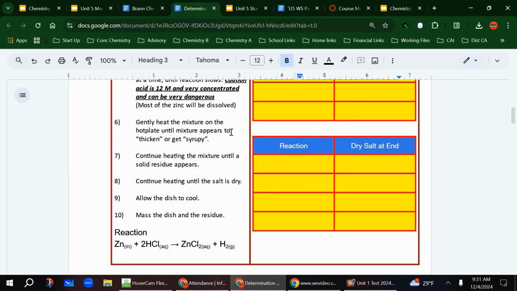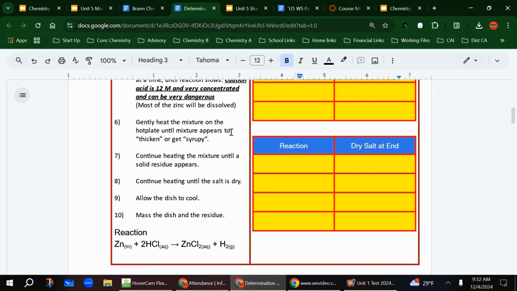And now you are going to make your last observations of the white solid that is in that container, and that is the dry salt at the end. That is this right here. Okay? So when it is over, you can make these observations. But you need to wait to put it on the balance until it is cool enough that you could set it in the palm of your hand. Okay? Questions?